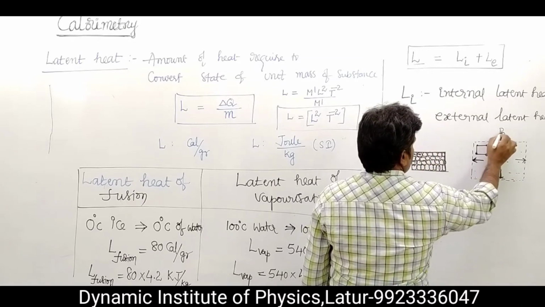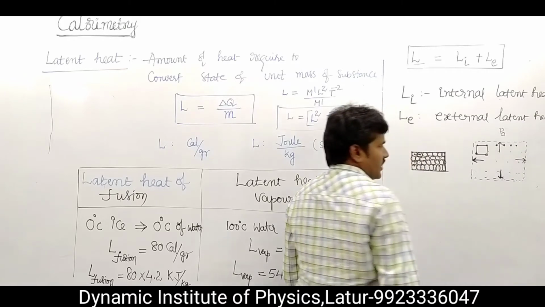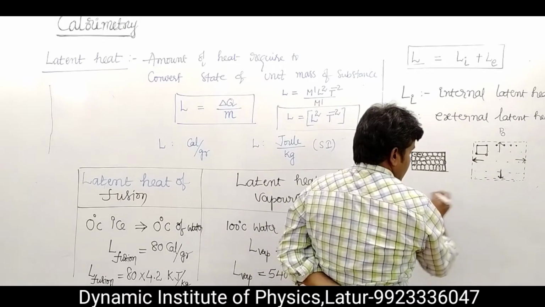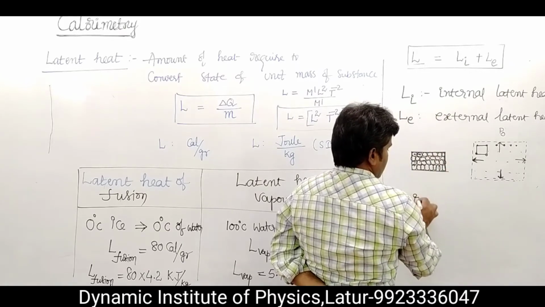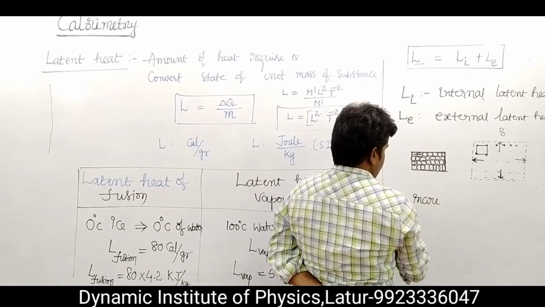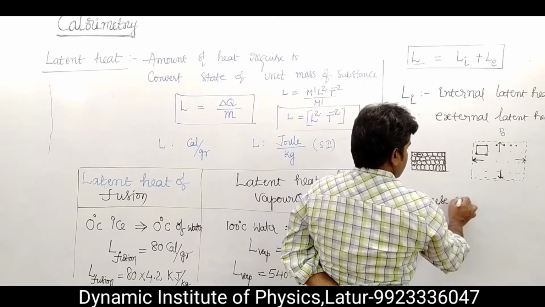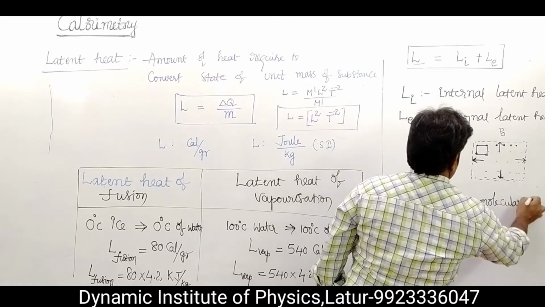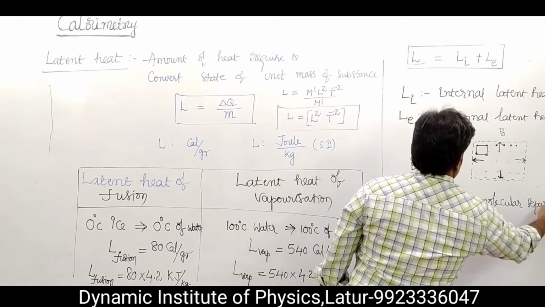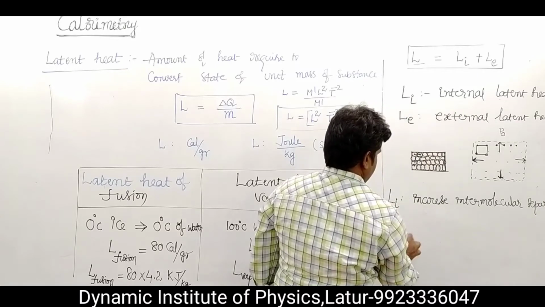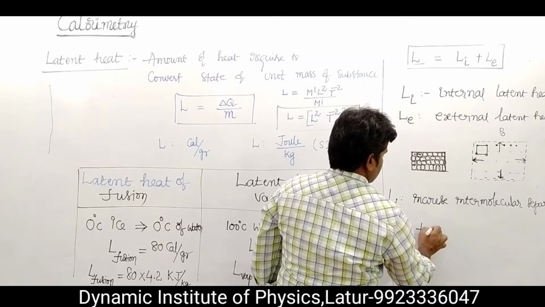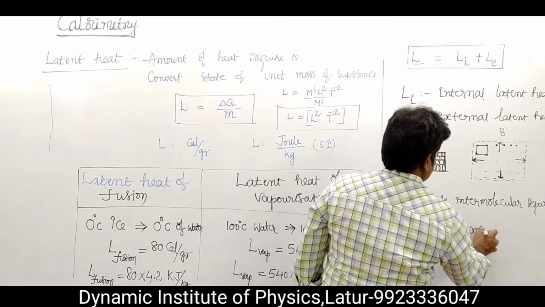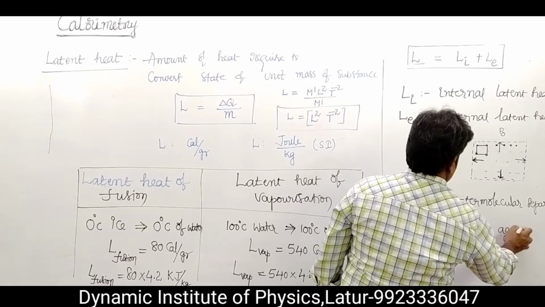Atmospheric pressure is there, surrounding the substance. Then internal latent heat Li increases the intermolecular separation, and Le, external latent heat, is used to do work against atmospheric pressure.